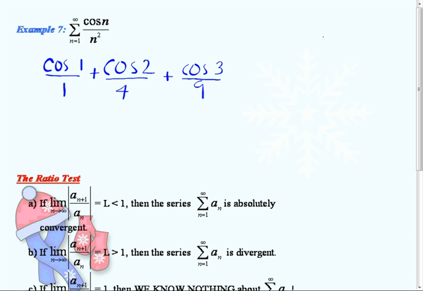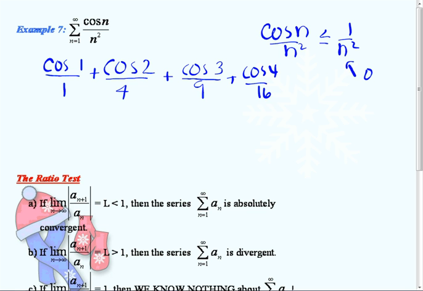First off, do you believe that the sequence goes to 0? What's the maximum value of cosine? 1. And you could use the squeeze theorem to show that the cosine of n over n squared is less than 1 over n squared. This goes to 0. And if I do the absolute value of that, that'll go to 0. That's a problem. Because this is not necessarily going to alternate in sign. This is cosine of 4 over 16.